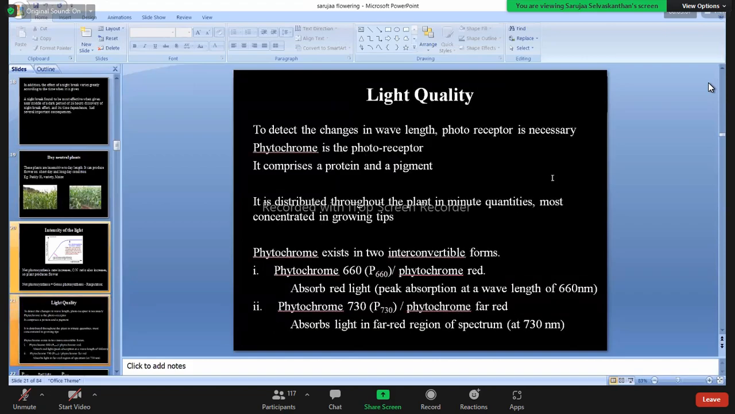And the light quality, right? Here we have studied about the phytochromes. There are two types of phytochromes which are interconvertible, right? P660 or P red, phytochrome 660 nanometer. The other one is phytochrome 730 or phytochrome far red. Phytochrome 660 absorbs red light at the wavelength of 660 nanometer. That is the meaning of P660, right? We also call it PR.